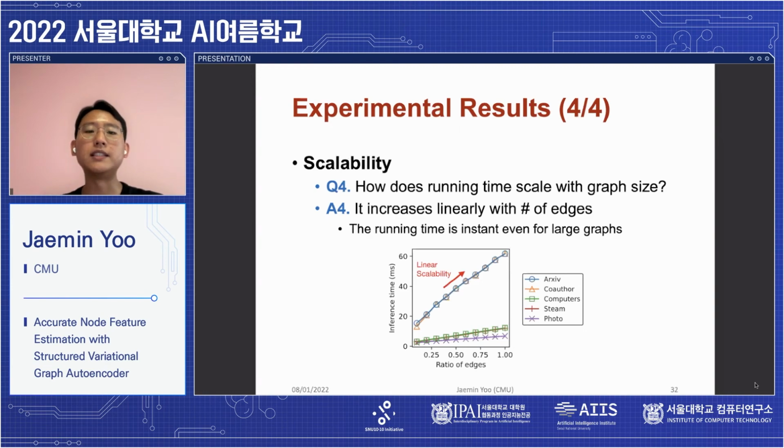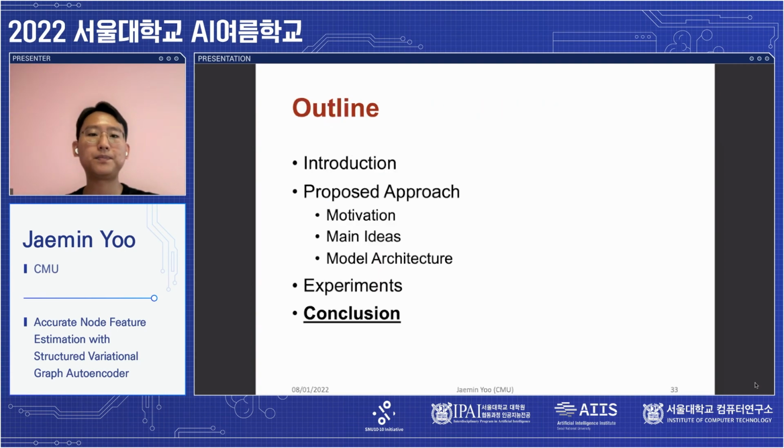Our last question is, how does running time scale with the graph size? From this figure, we can easily see that the running time increases linearly with the number of edges, which is essential for the scalability to large graphs. And the running time is instant even for large graphs, which is less than 100 milliseconds.